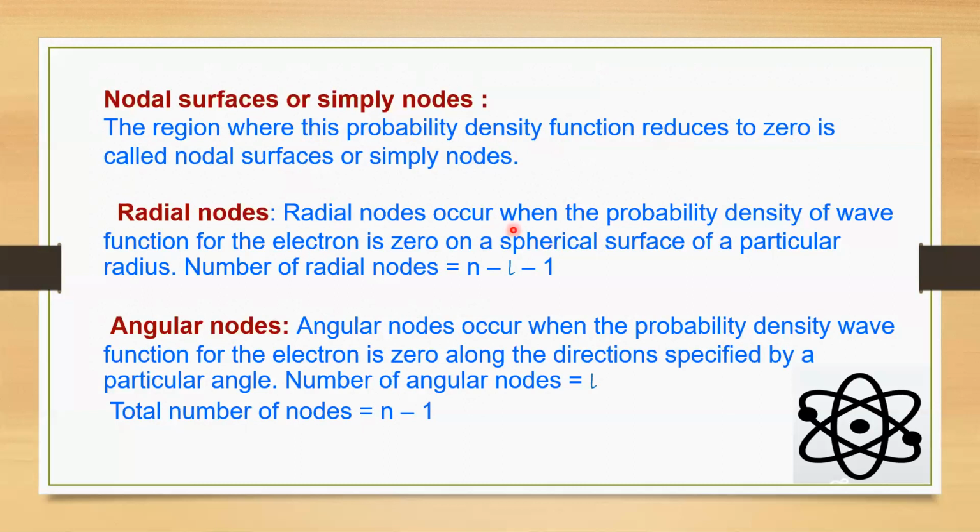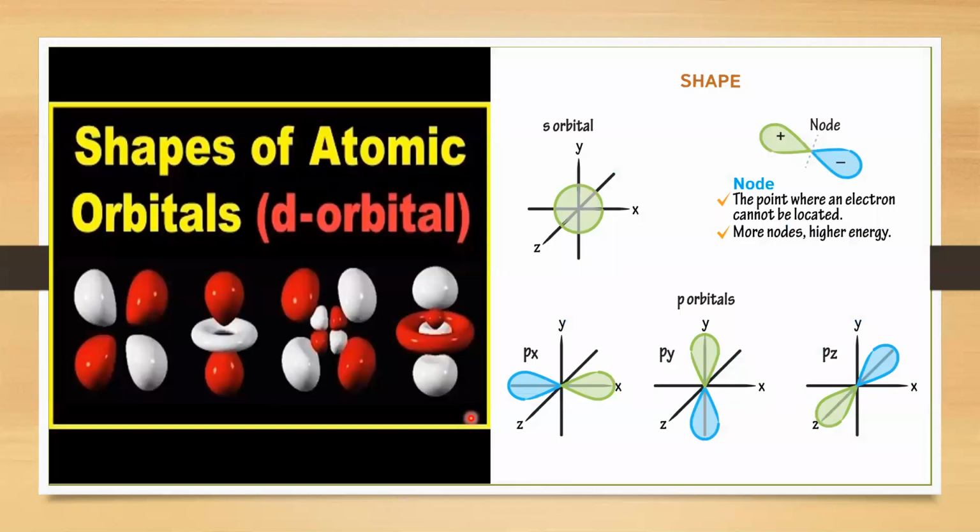Radial nodes occur when the probability density of the wave function for the electron is 0 on a spherical surface or at a particular radius. So how do we calculate the number of radial nodes? That is equal to n minus l minus 1. The number of angular nodes is equal to l, and the total number of nodes is equal to n minus 1. If n is equal to l is equal to 0, then it comes in l minus 1.